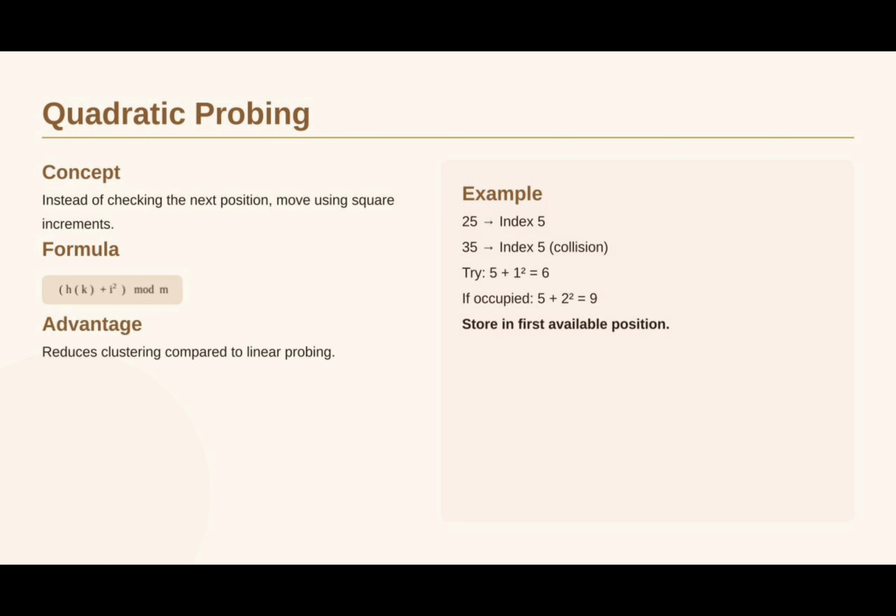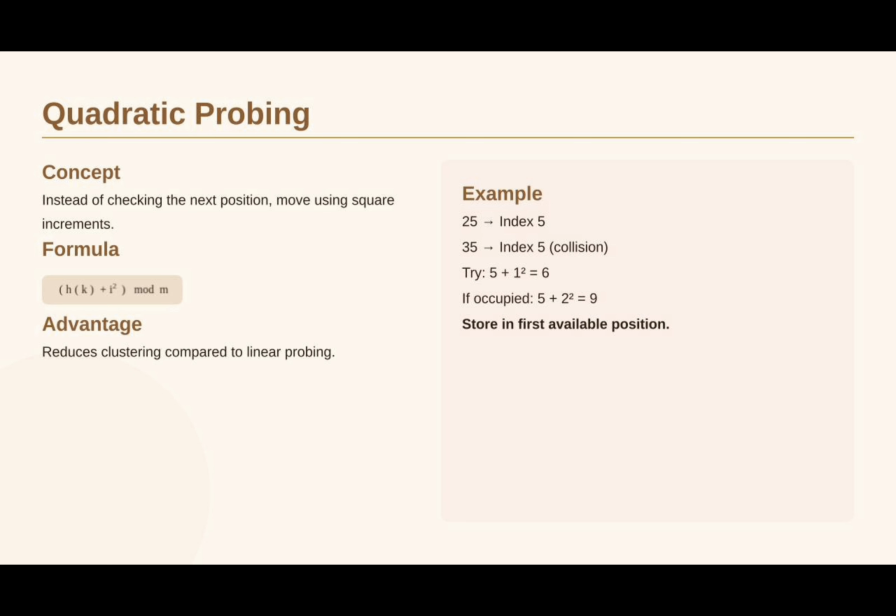Then, quadratic probing is another method used to resolve collisions. Instead of checking locations one by one, we move using square increments. The formula used is (h(k) + i²). Suppose index 5 is occupied, first we check 5 + 1² which gives 6.